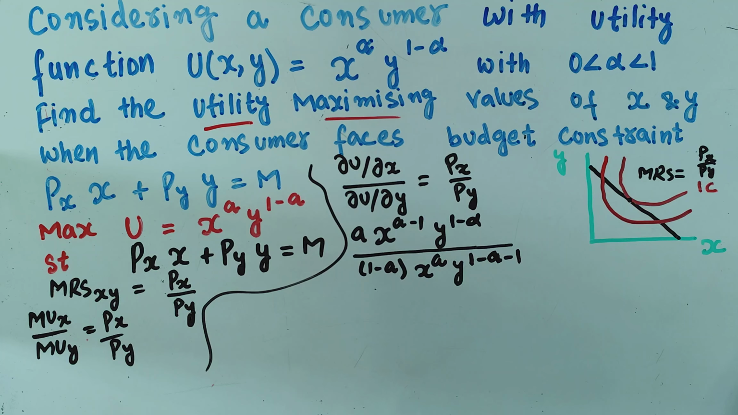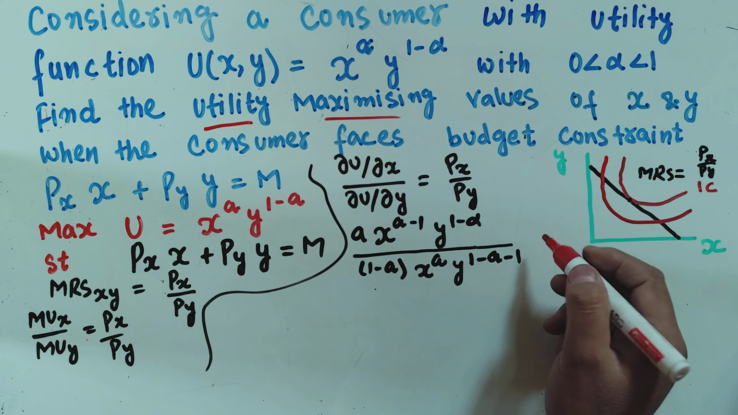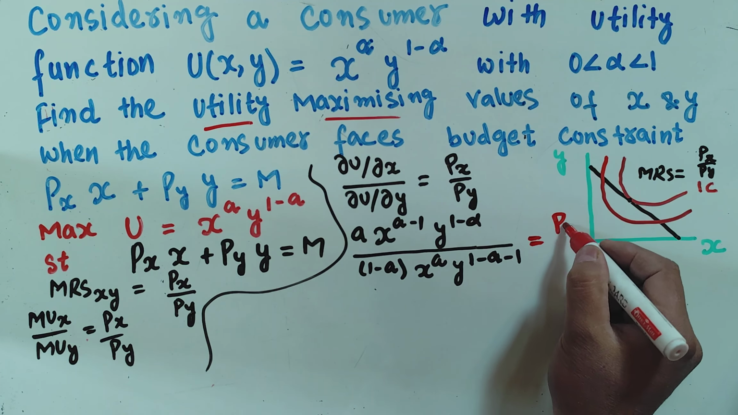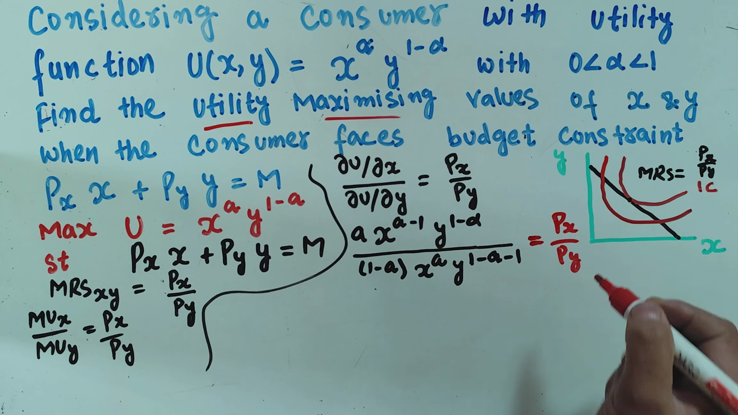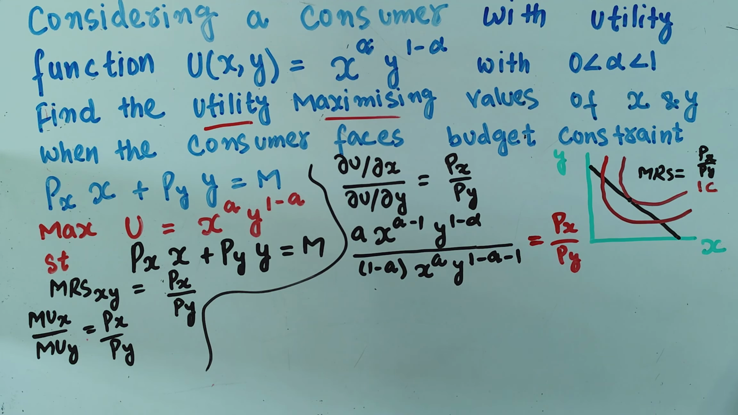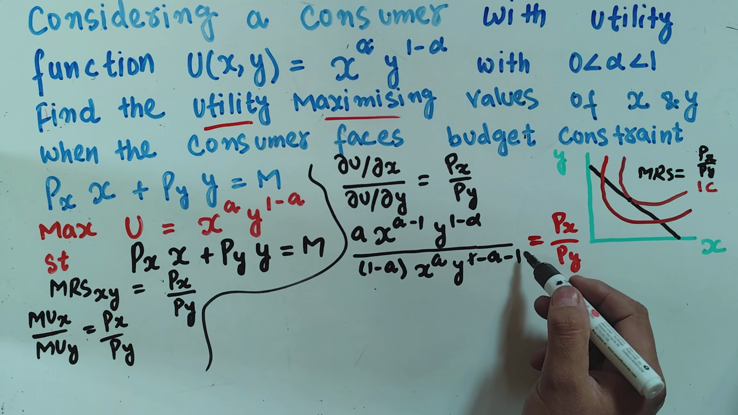Because the exponent is subtracted by 1 by the power function rule, it should be equal to price of x upon price of y. Okay, so here 1 and 1 get cancelled.